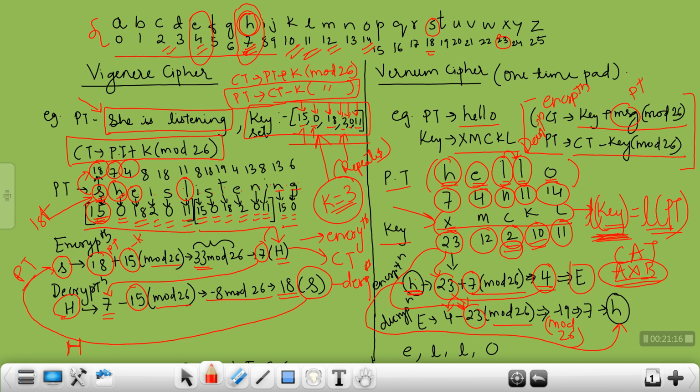So as of now we have learned what is shift cipher, what is vigenere cipher, and what is Vernam cipher. In the next session, you need to solve this problem. After that, in the next session we are going to do the affine cipher, which is also a type of substitution cipher.